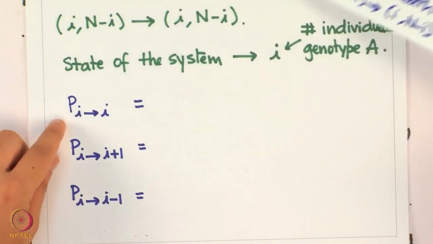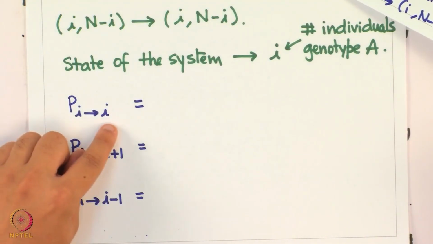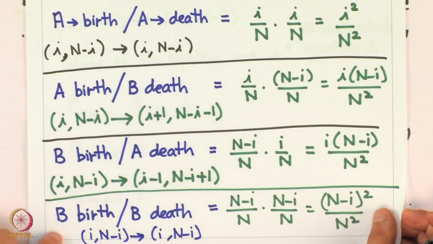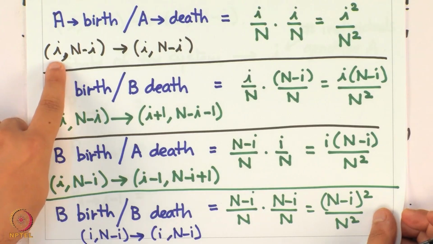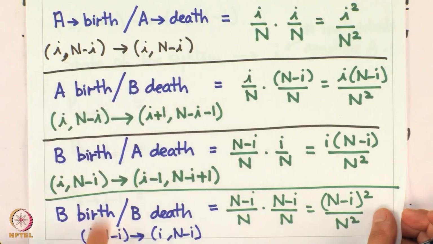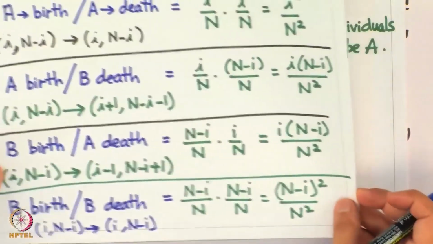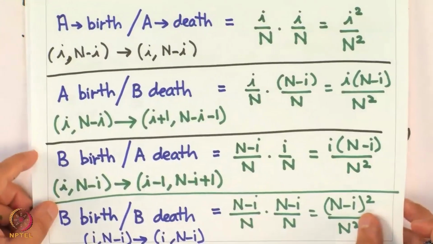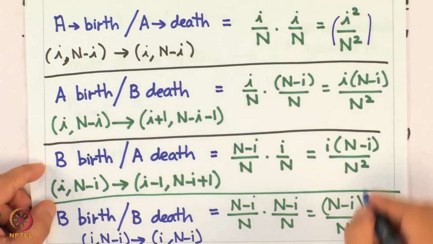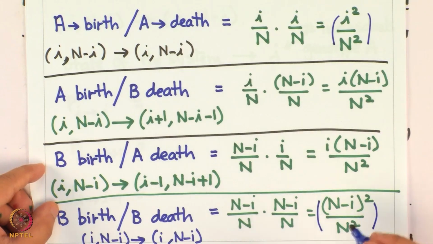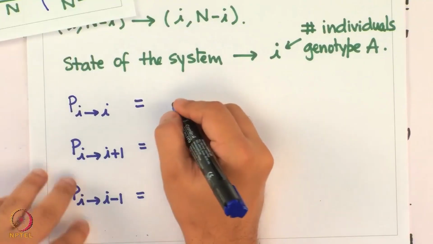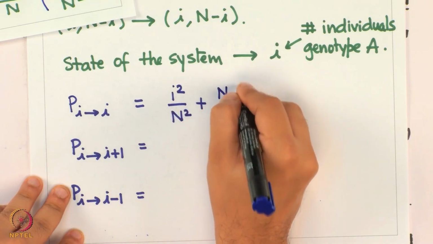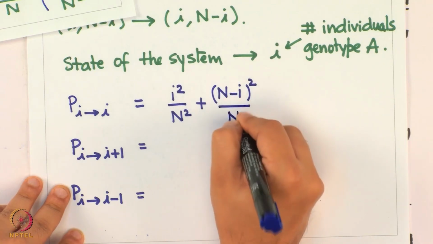So now we are interested in the probability that the system starts from I and remains at I, which is represented by 2 of the 4 options, which is A birth, A death, and B birth, B death. In both these cases, we start with I and we remain at I. So the probability that the system started from I and remained at I after delta t time is going to be represented by this probability plus this probability, because both these options represent that the state of the system doesn't change. So this equals, I'm just going to write the 2 here, I square by n square plus (n minus I) square by n square.